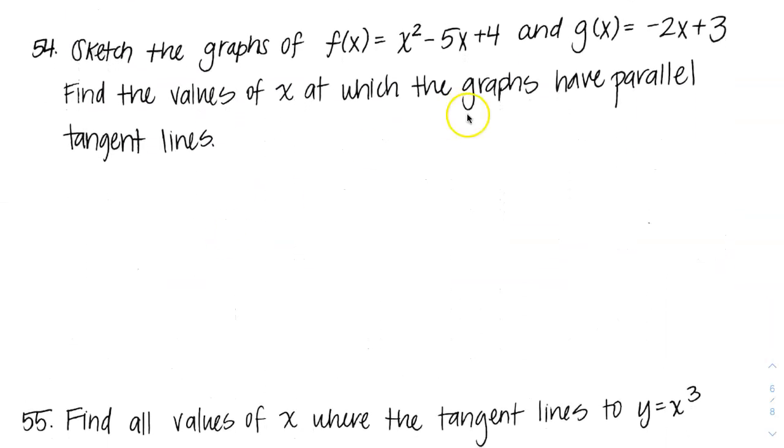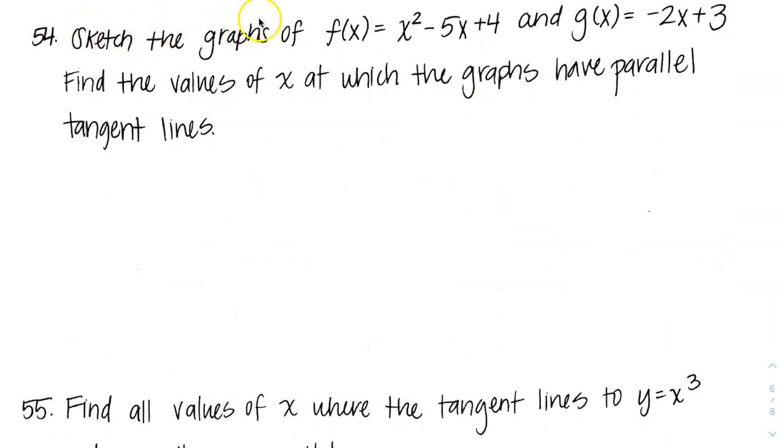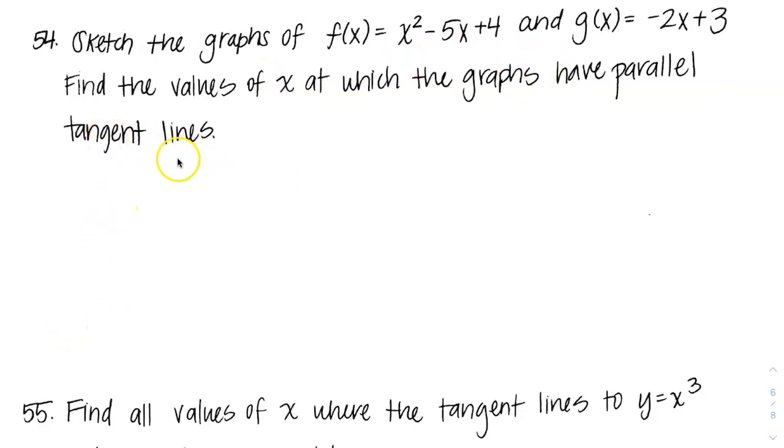Okay, the next one, number 54. Sketch the graphs of f of x equals x squared minus 5x plus 4 and g of x equals negative 2x plus 3. Find the values of x over which the graphs have parallel tangent lines. Remember, tangent line in general means derivative. So it wants to know where the derivatives are equal, because parallel means same slope. They're talking about tangent lines, so we want to know where the derivatives are equal. That's what we're looking for.